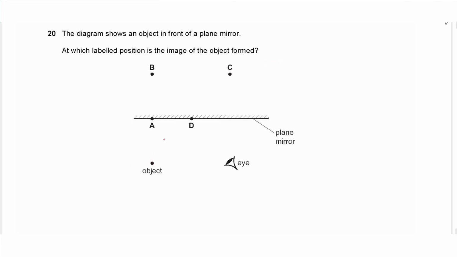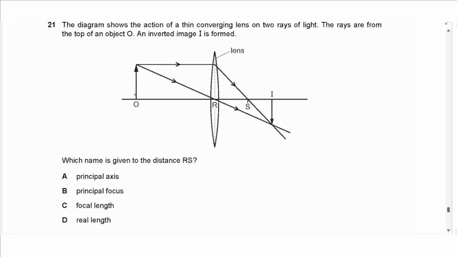So the object is here, the image is right in front of the object at the same distance, so the answer is B. Question 21 says the diagram shows the action of a thin converging lens on two rays of light. The rays are from the top of an object O, an inverted image I is formed. Which name is given to the distance RS from the optical center to the focal points, that is the focal length, so the answer is C.